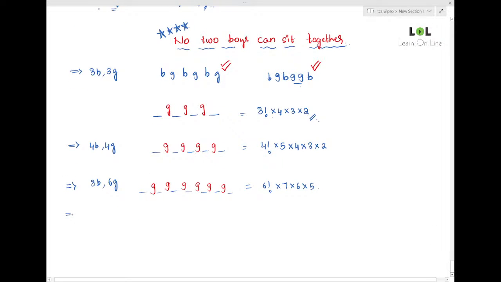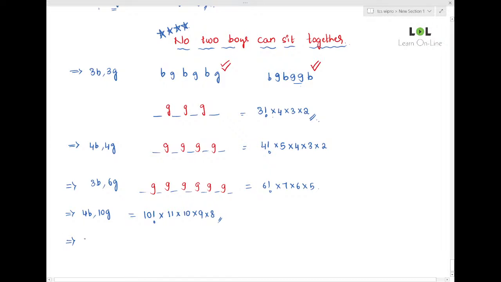Observe. Suppose I take 4 boys and 10 girls. What can I do? 10 girls, 10 factorial ways. Now when I write places between the girls, 10 girls will create 11 places. When the first boy comes inside, what happens? There will be 11 places. He can be arranged in 11 ways. Second boy, 10 ways. Third boy, 9 ways. Fourth boy, 8 ways. This should be my answer.